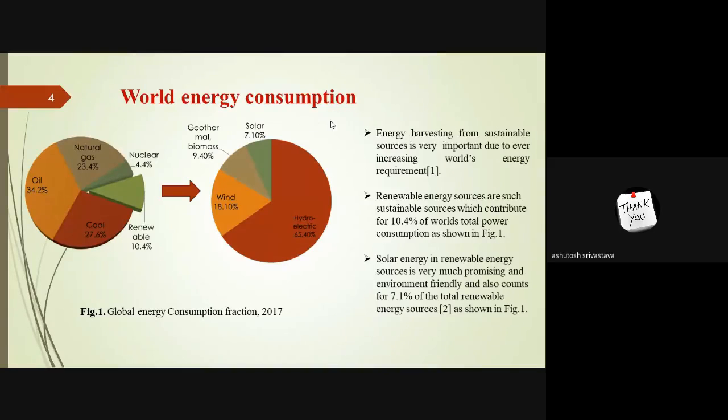If I talk about hydroelectric, wind, and geothermal, the wind part is concentrated in a very little part of the earth. It may not be that competent in the rest of the world, but solar energy comes to most parts of the world. So all we need is to get into some technologies so that we can get more energy harvesting through it.